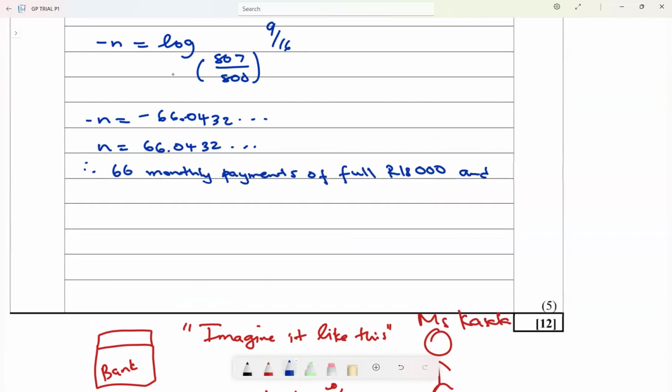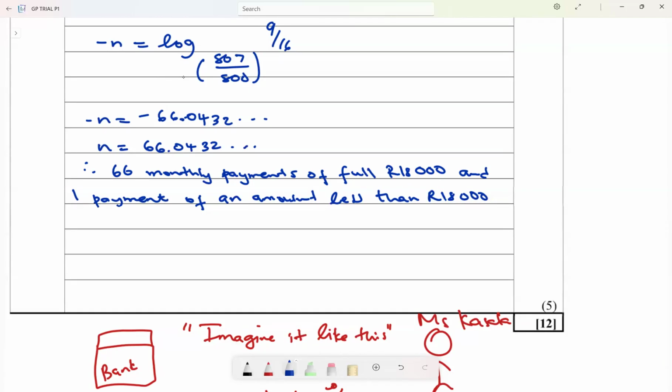And this decimal will tell you it is one payment of an amount less than 18,000. So this is 66 monthly payments of 18,000 and one payment of an amount that is less than 18,000. So this is basically that you need to understand that.